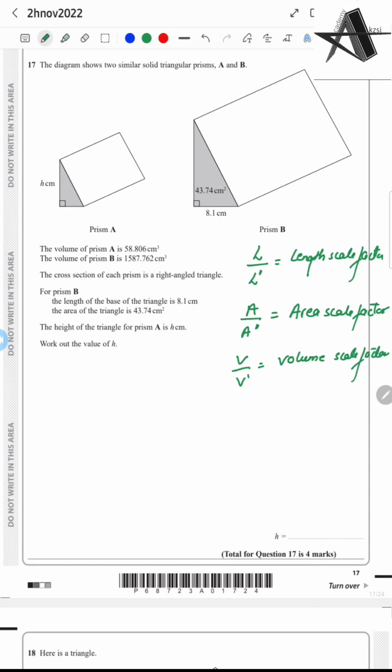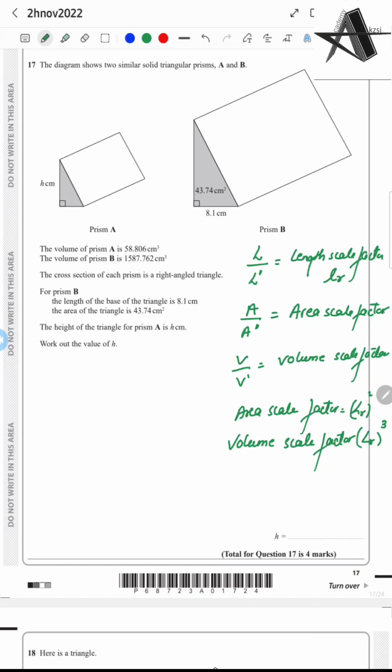Apart from it, there is a relationship. If, let's say, LR is the length scale factor, then the area scale factor is equal to LR squared and the volume scale factor is LR cubed.